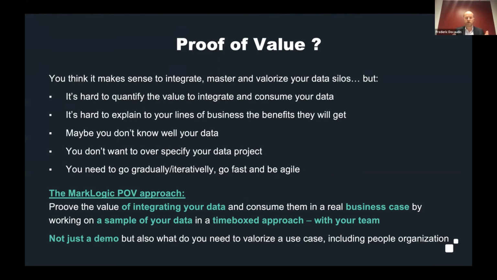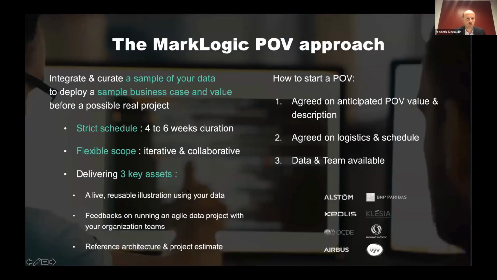And this is also people organization. How do you organize yourself to find the right data, to connect the data to a data hub, and to master it, and to work with all your team, all your IT and business organization to make it a success. So this is ambitious, but this is what we do usually with many of our customers and prospects, actually.